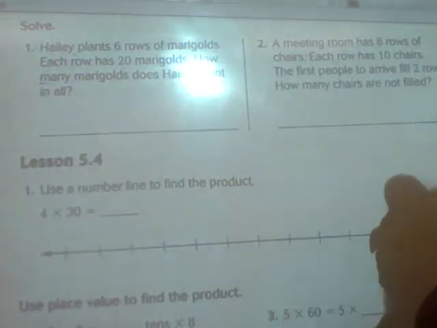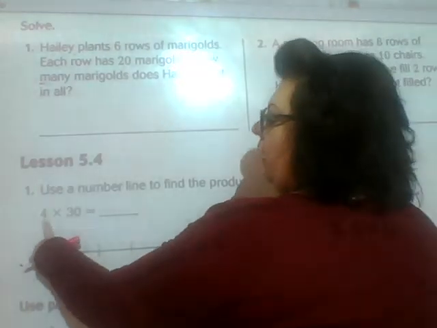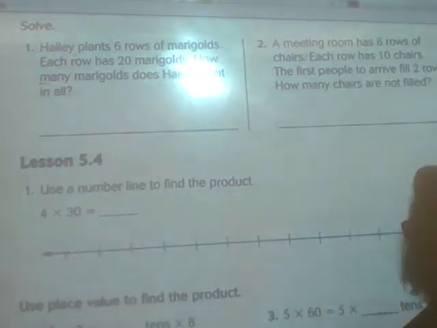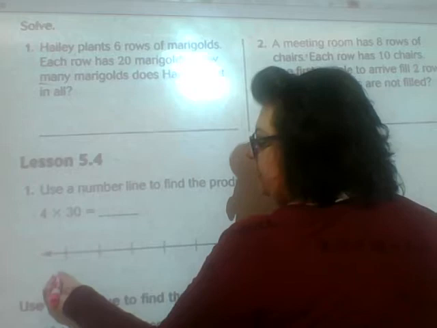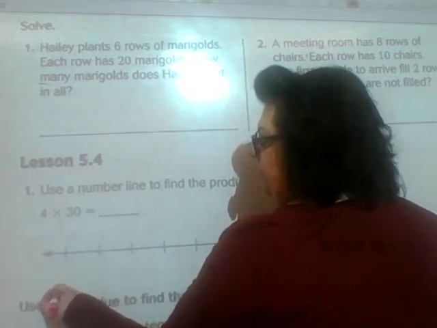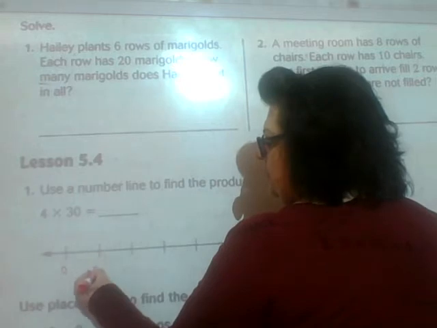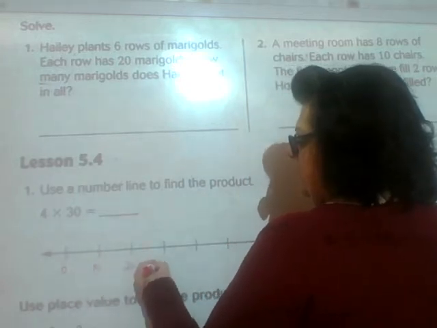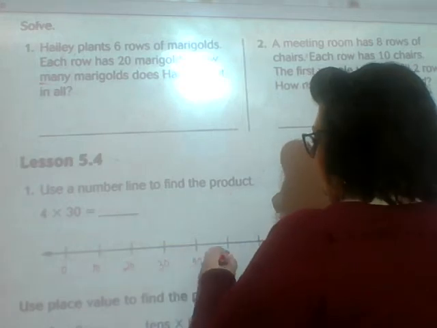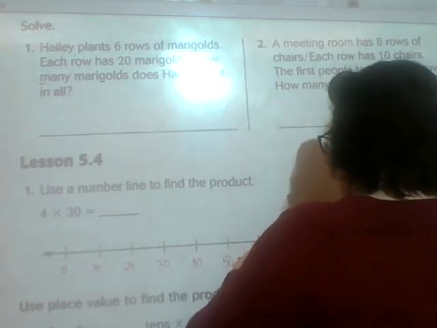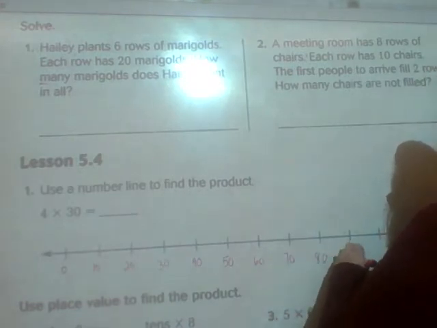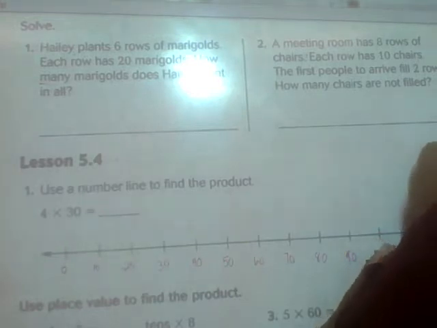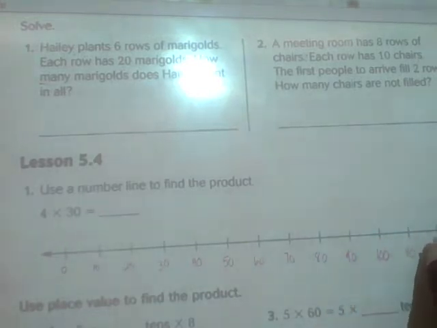It says use a number line to find the product 4 times 30. Well, let's count by tens on this number line. So this being 0, 10, 20, 30, 40, 50, 60, 70, 80, 90, 100, 110, 120.